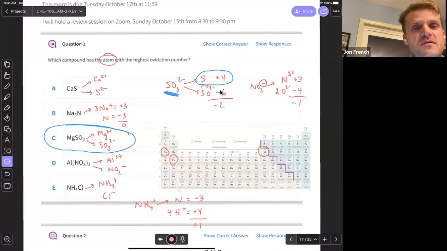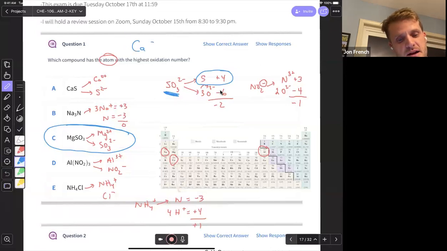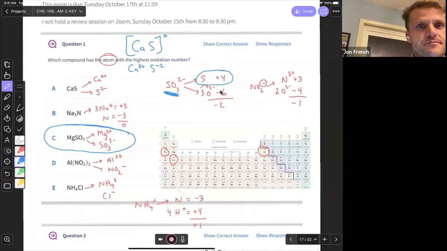The oxidation number of calcium sulfide itself, and this is going to help us with redox reactions. Calcium sulfide together needs to be 0. The total charge on calcium sulfide needs to be 0. It is 0 because in that ionic compound, calcium is 2 plus and sulfur is 2 minus. Does that answer your question, Candace?